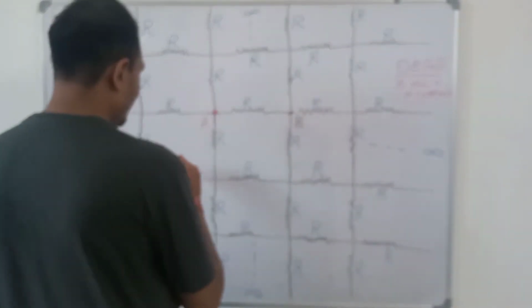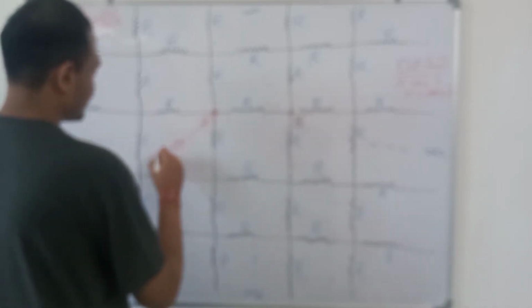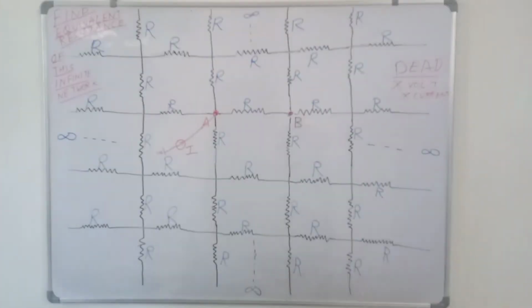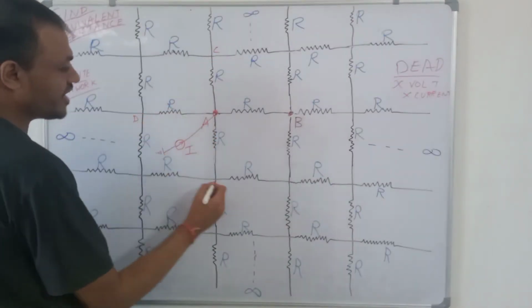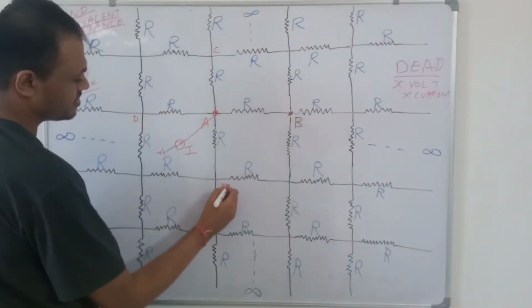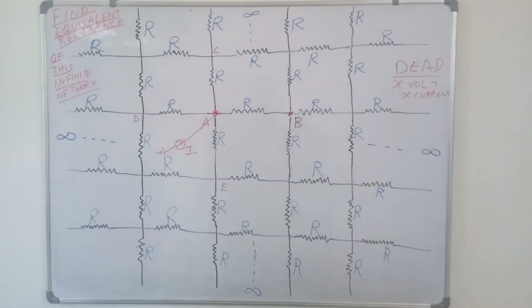So let's assume a current source at point A. It is connected to ground. So this is a current source I at point A. Let this point be C, this point be D, this point be E. These are 3 more points.